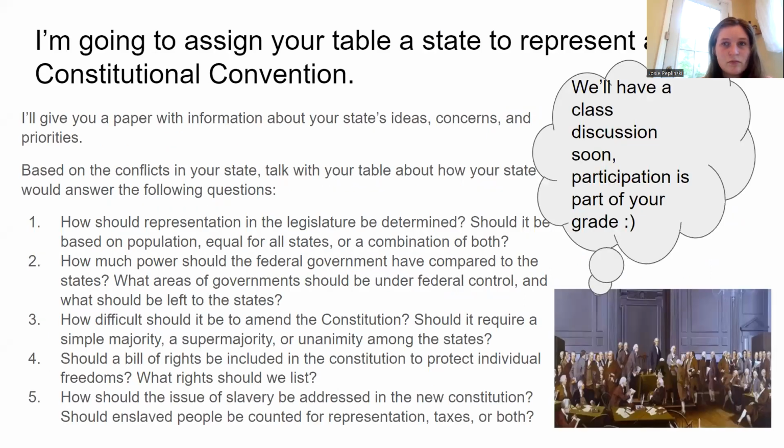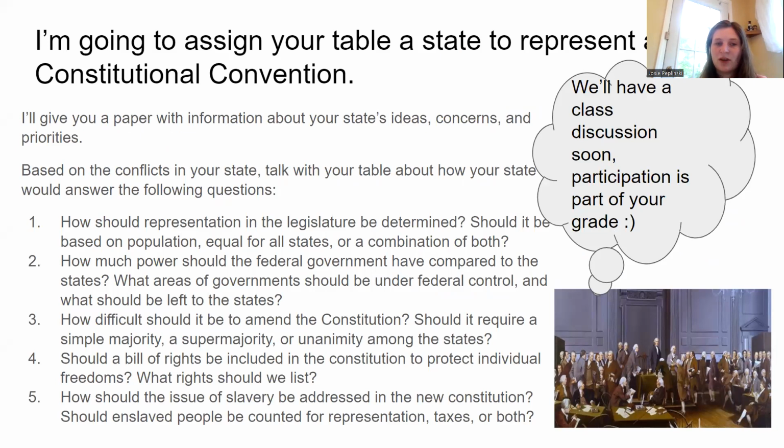So if you're in person with me, I'm going to go over some directions for an activity. I'm going to assign you a state to represent at the Constitutional Convention. I'm going to give you a little paper that has some information about your state's ideas, concerns, and priorities. And based on the conflicts in your state, you are going to talk to your table about how your state would answer these questions. These are some things that they're debating at the Constitutional Convention.